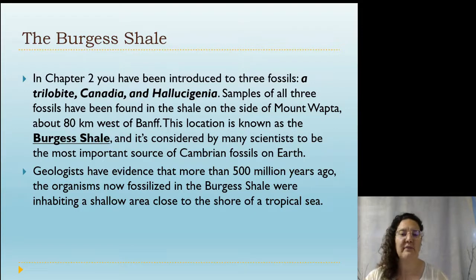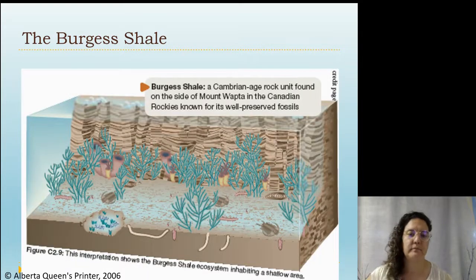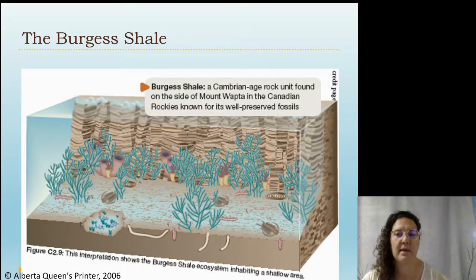And geologists have evidence that more than 500 million years ago, the organisms now fossilized in the Burgess Shale were inhabiting a shallow area close to the shore of a tropical sea, so like a reef area. So here's an image of the Burgess Shale. And the Cambrian age rock found on the side of the Burgess Shale has well-preserved fossils. They're right on the surface of the mountain.